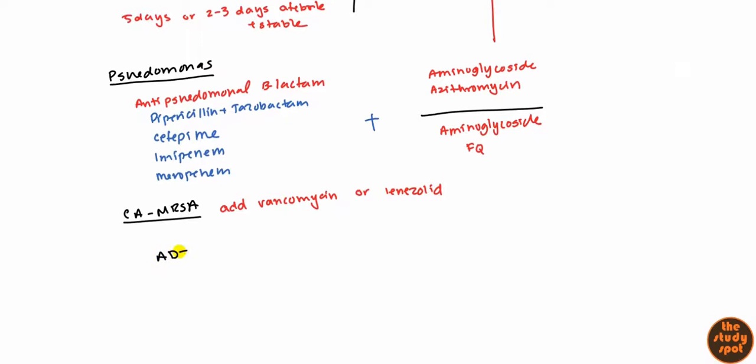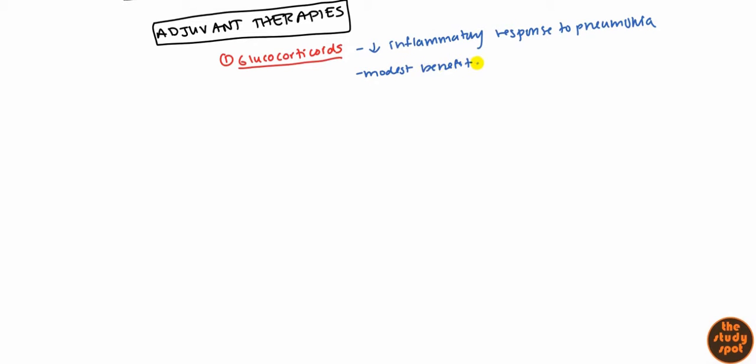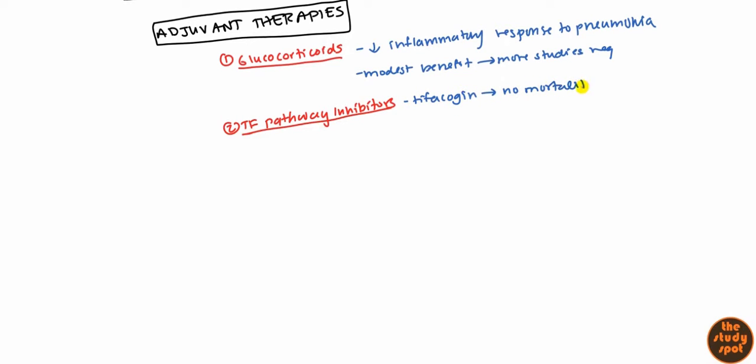Now, there are some adjuvant therapies that I do just want to mention real quick. The first is going to be glucocorticoids. Many doctors do use glucocorticoids, and the idea is you want to decrease the inflammatory response to the pneumonia. This has, at best, a modest benefit, but more studies are required to see if it's worth giving. Now, there are the TF pathway inhibitors. This is a drug called tifacogin. Currently, studies don't show any mortality benefit, so that's on hold.